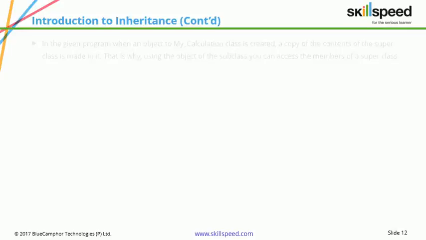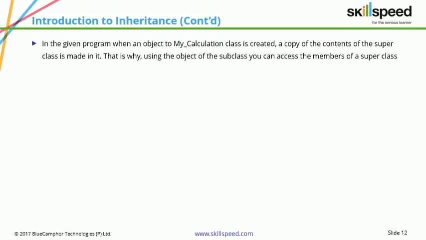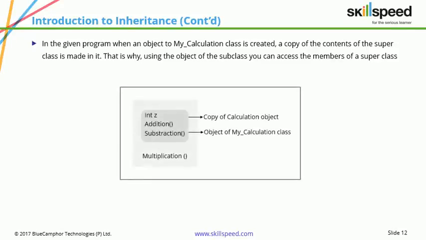In the given program, when an object of the MyCalculation class is created, a copy of the contents of the superclass, which is the Calculation class, will be made into the MyCalculation class. When using the object of the subclass, you can access the members of the superclass. It will be something like you have the variables and methods of the Calculation class as a subset of the MyCalculation class object.